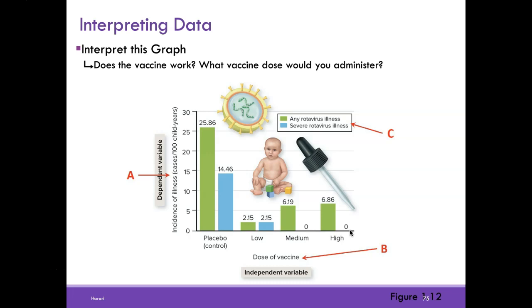What vaccine dose would you give? I would give a low dose, probably, right? For severe cases, it looks like a medium or a high dose is actually better. So I might give a medium dose for severe cases. But if you don't know the severity of the case, just give a low dose. It does a very good job.